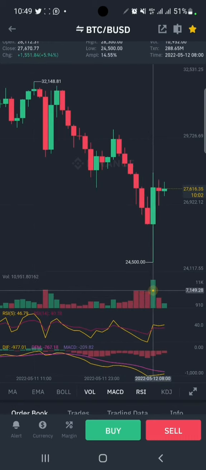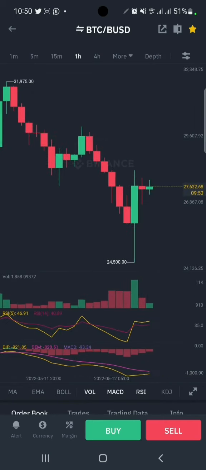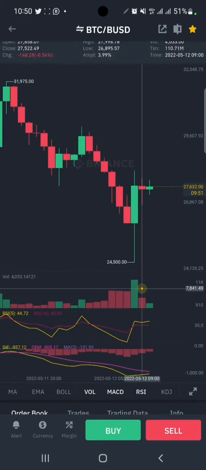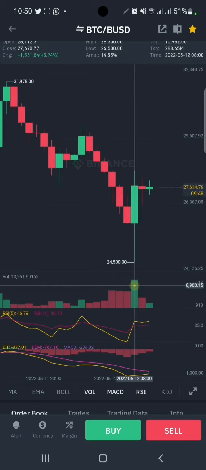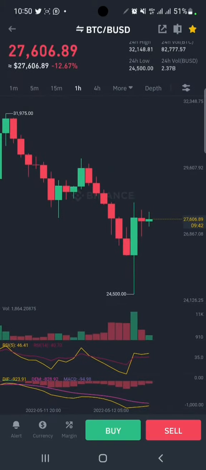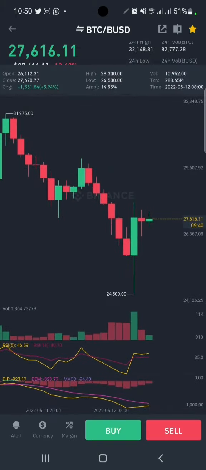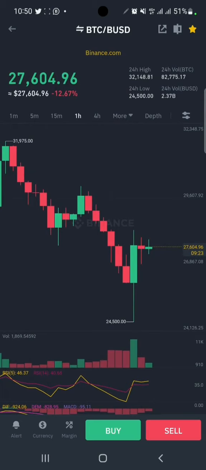When you see a green candle, that means the number of people buying is much more than the number of people selling. And the taller the volume bar, the more volume is in the market at that point in time. This is the 1 hour time frame. So in this particular 1 hour period here, there was a lot of volume. Look at the number there: 10,951,801.62 bitcoins at that very point in time.